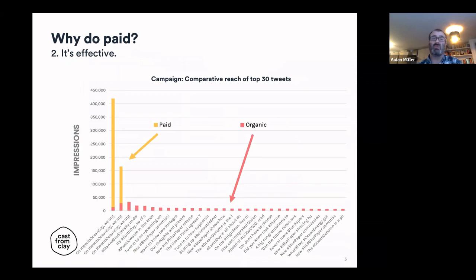Secondly, well, it's very effective. And by way of example, this is the reach that we achieved for a Twitter ads campaign that we ran last year. So each column is an individual tweet from the campaign, and in pink, you can see the organic reach. And in yellow, you can see the reach that we achieved through paid for the 2 posts that we promoted. And I think the impact is clear enough to see here.